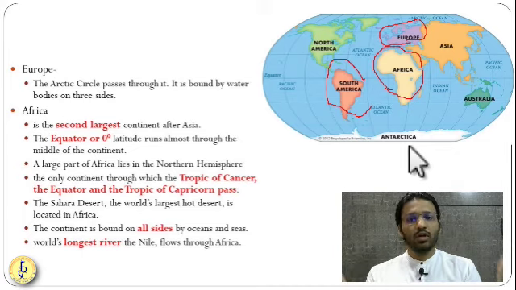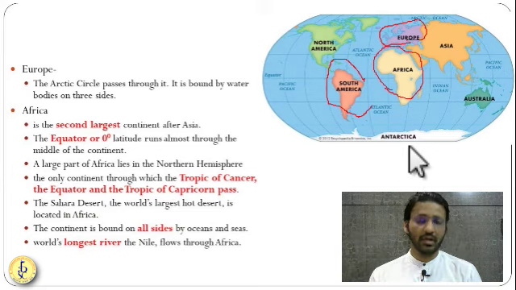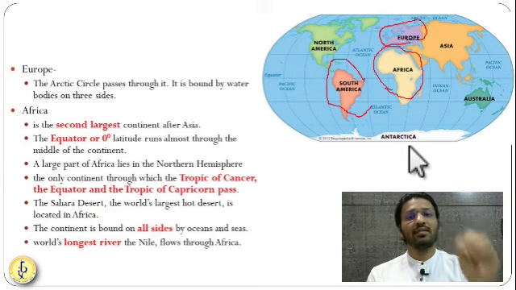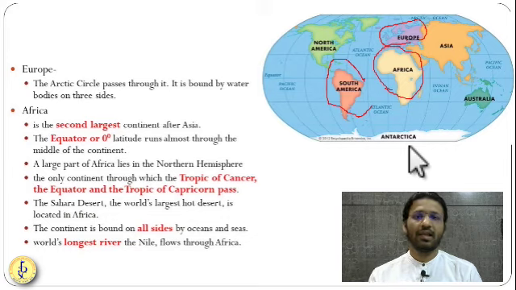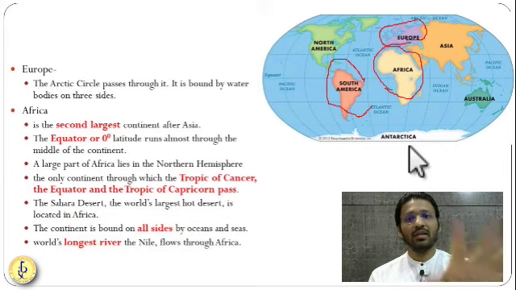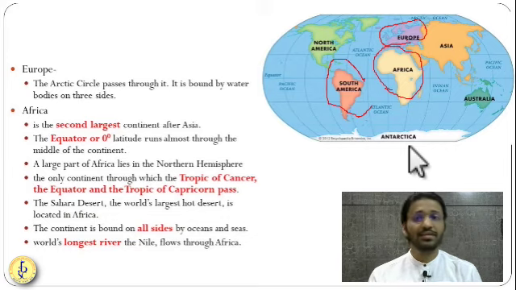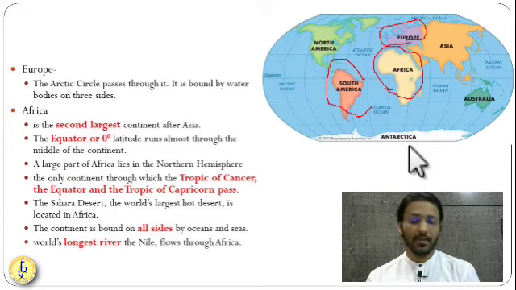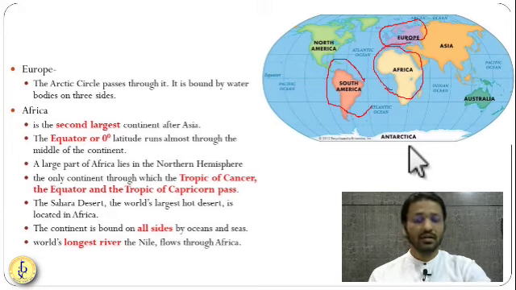One of the biggest deserts of the earth, the Sahara Desert, is present in Africa. Also, the longest river of the earth, the Nile River, is present in Africa. So these are the important points to be remembered about Africa. Questions can be asked about these.